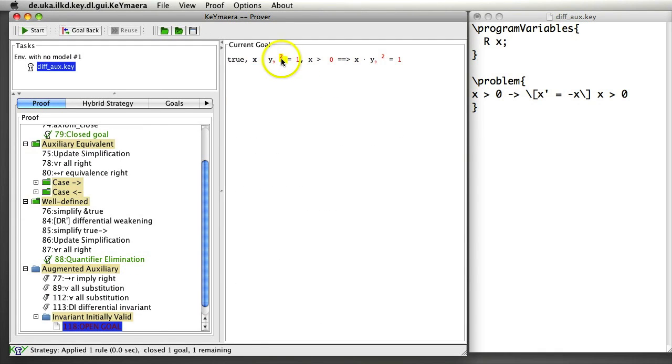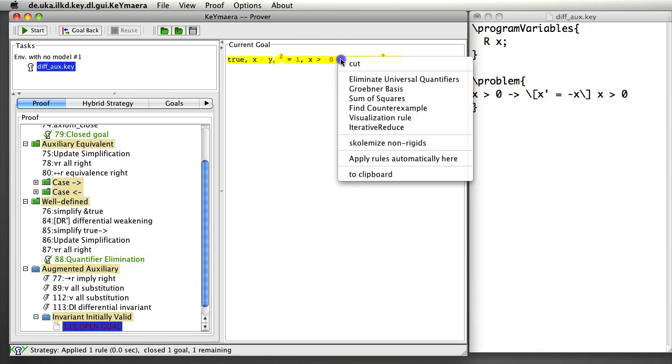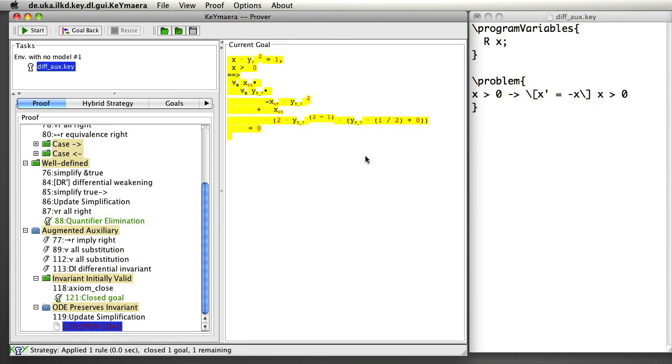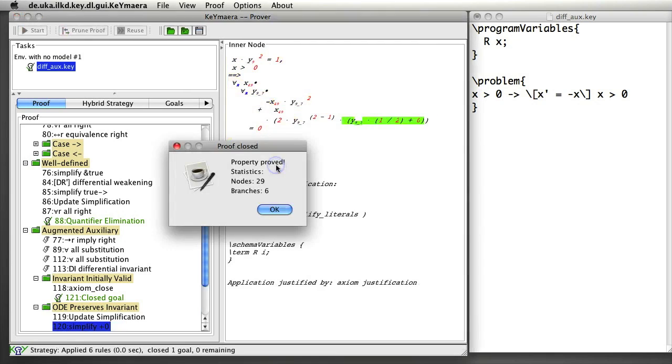You can see that the differential invariant holds initially by design. And now we recognize the syntactic derivative of the differential invariant with x prime equal minus x plugged in and y prime equal 1/2 y plugged in. And at this point, it's just a real arithmetic problem, and so KeYmaera is able to close the proof.